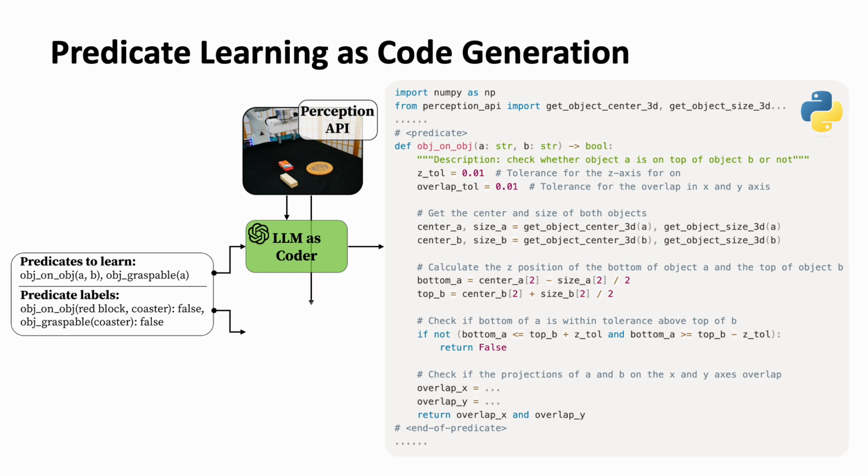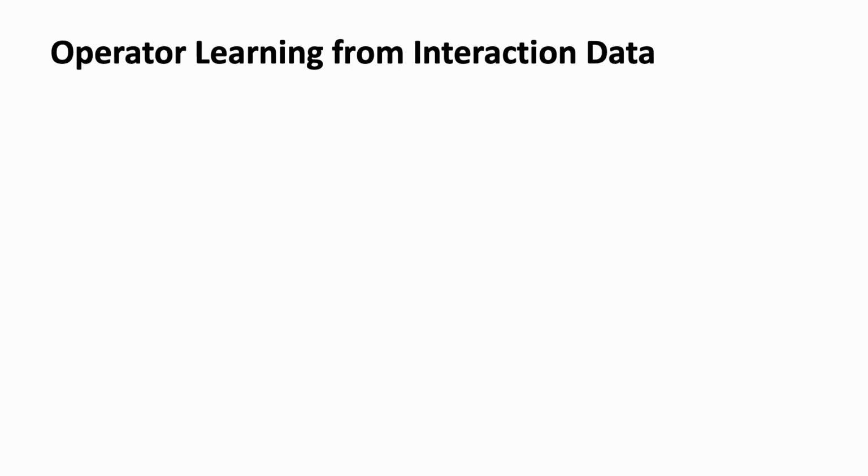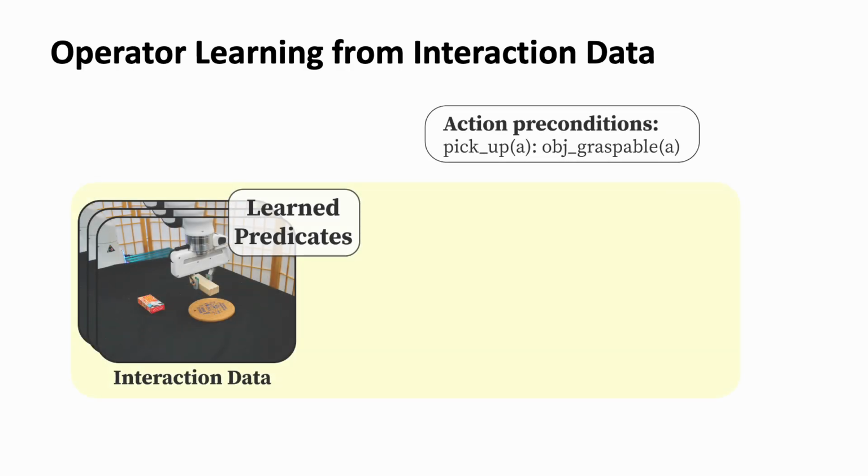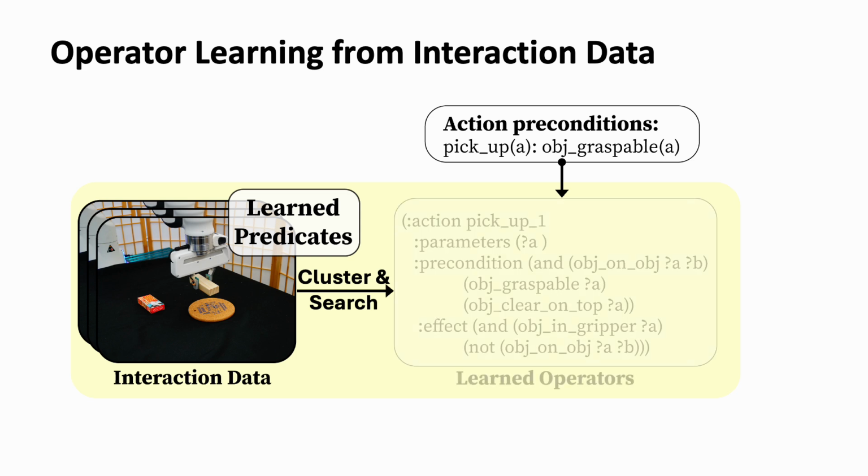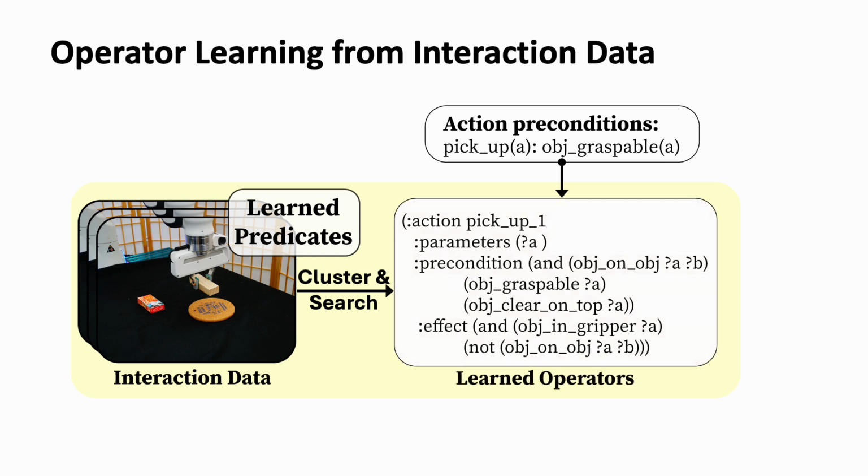We further iteratively correct the predicate functions with GPT-4 to align their predictions to the extracted predicate labels. This mechanism allows closed-loop predicate learning from language feedback. With the learned predicates, we also learn operators from interaction data using a cluster-then-search algorithm.